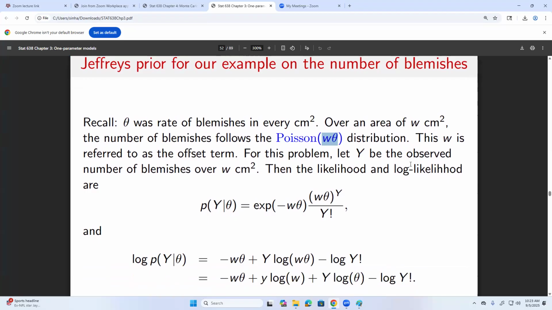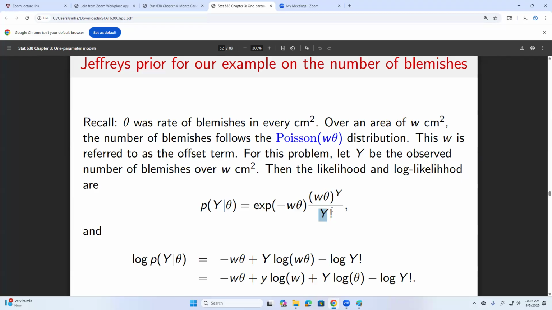For this problem, let Y be the observed number of blemishes over W centimeter square. Then the likelihood and the log likelihood are the following. So the likelihood this time, Y given theta, is the probability that the random variable takes value Y. It is e to the power minus W theta times W theta to the power Y over Y factorial. And this Y is what? This Y could be 0, 1, 2, anything, right?